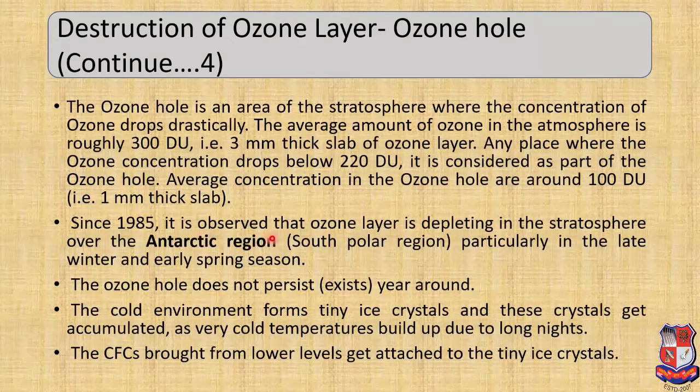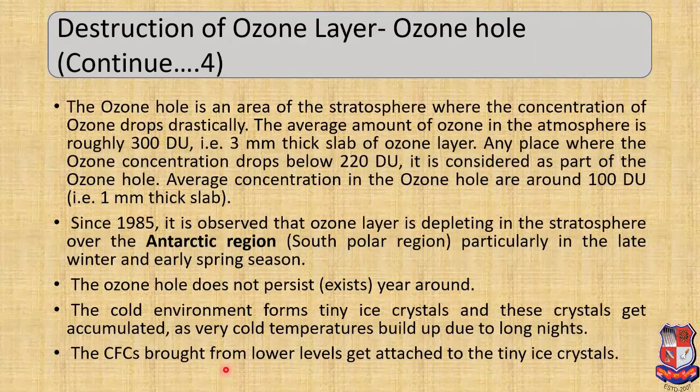Since 1985, it has been observed that the ozone layer is depleting in the stratosphere over the Antarctic region, particularly in late winter and early spring season. This hole does not persist year round. The cold environment forms tiny ice crystals, and these crystals accumulate as very cold temperatures build up due to long nights.